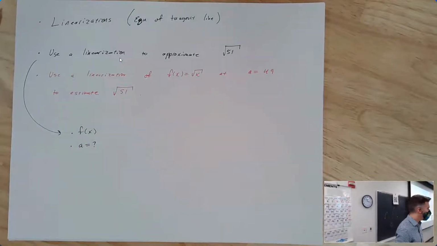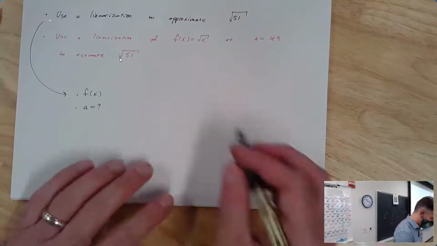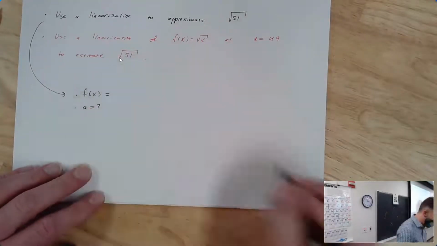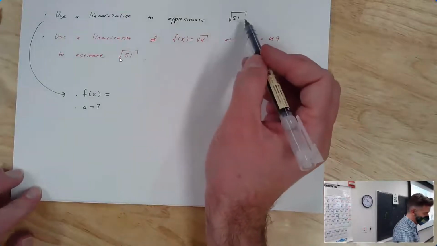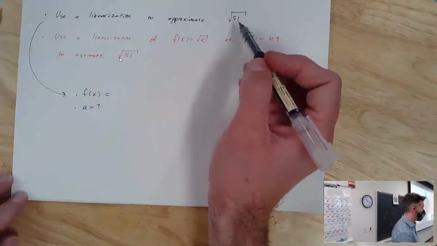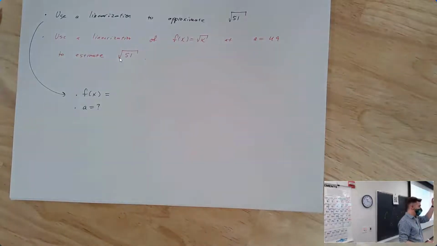Why do I even want to know that? Right? Like, what am I doing with this? Well, here's the idea. So f of x is going to be, the way I think about it is, if you're trying to approximate the square root of 51, whatever number is being plugged into the function, in this case 51, replace that with x. That's how you get the function that you're trying to use.